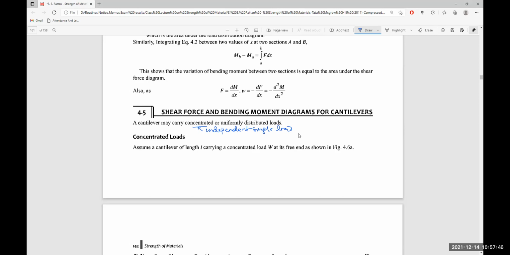The cantilever beam means a beam which is fixed, embedded at one end and hanging at the other, or supported on the other end. Assume a cantilever beam of length L carrying a concentrated load at its free end.